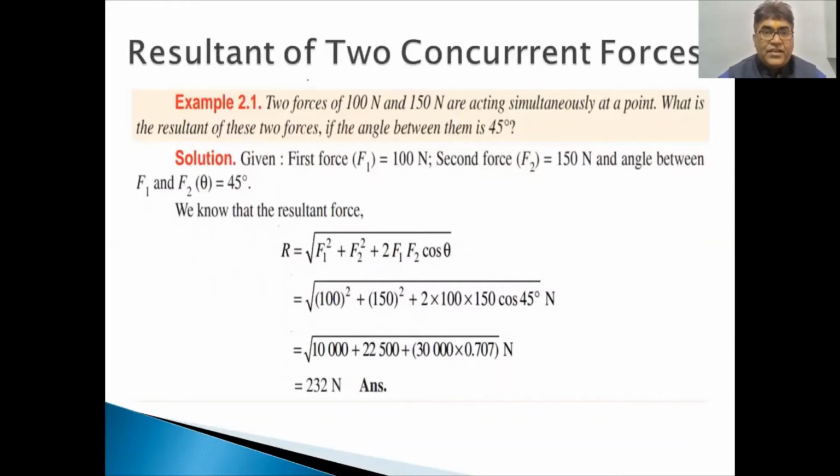So let's start with example number 1. If two forces of 100 Newton and 150 Newton respectively are acting simultaneously at a point, what is the resultant of these two forces if the angle between them is 45 degree? So students, this is an example of concurrent forces. Both the forces are acting at a single point, that is 100 Newton and 150 Newton, and the angle between them is 45 degree.